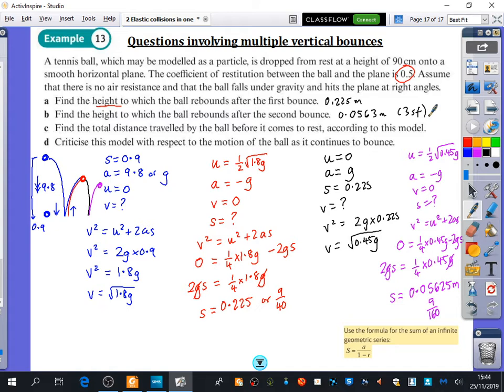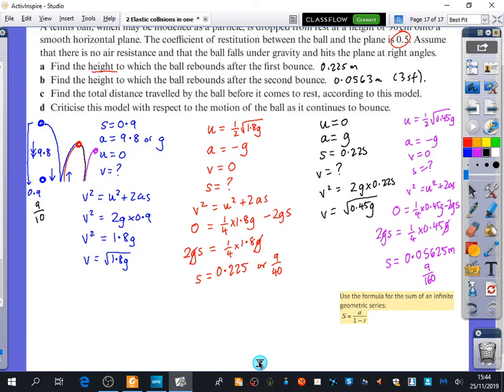Yeah, I actually think it's probably easier to see it in the fractions. That's why I wrote 9 over 40, because I think it's easier to spot what the patterns are. And I suppose to begin with, we should have noticed that 0.9 is 9 over 10. So we're going to try and find out in part C, this is the part where it gets interesting. It says find the total distance travelled by the ball before it comes to rest according to this model.